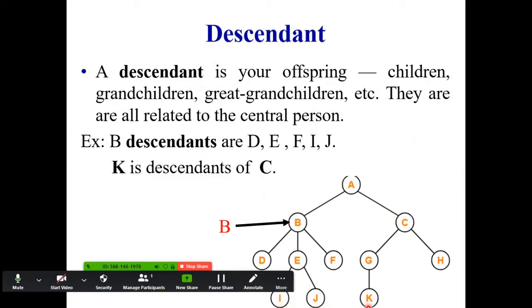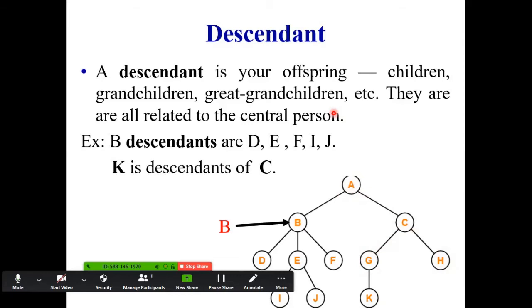I can say the node K is a descendant of what? Node A. I can say node K is a descendant of what? Node G, node C and node A. I can say node H is a descendant of what? Node C and node A. This is the descendant term in this tree.